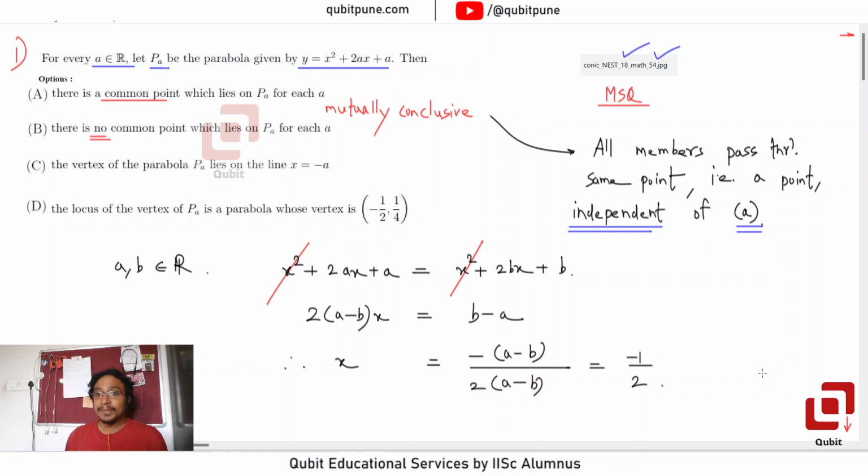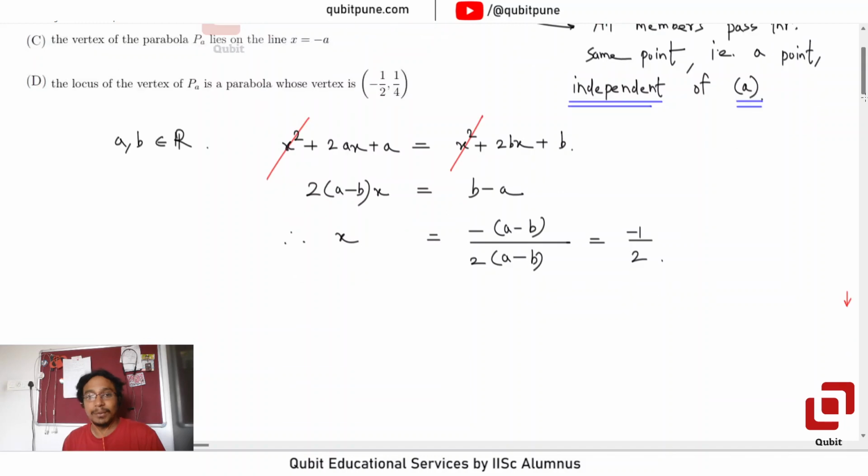Which means at least the x coordinate of the point where all of the parabolae meet is independent of a. Now how about its y coordinate? Can we find the y coordinate too? The answer is yes. Substitute x as negative 1 upon 2. So negative 1 upon 2 squared would be 1 upon 4, plus 2 times a into negative 1 upon 2, plus a. Now this also gives us a number which does not depend on a. The 2 gets cancelled, so it's negative a plus positive a.